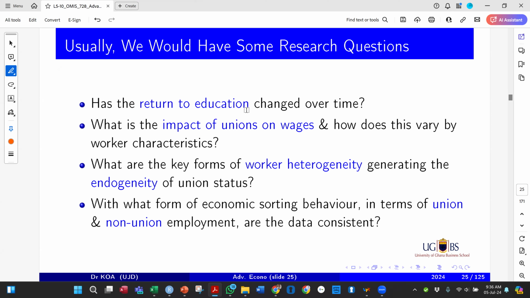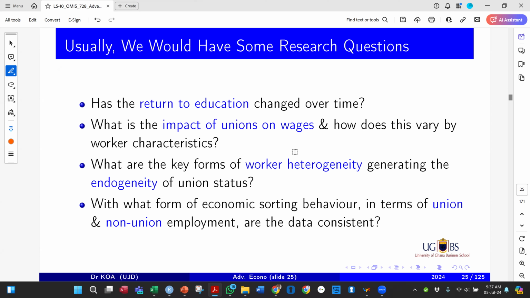That's the first one. Second one, what is the effect of unions on wages? You remember this was one of the questions we want to address. How does this impact of unions on the wage change by worker characteristics? And there are several worker characteristics there. What are the key forms of worker heterogeneity generating the endogeneity of the union wages? Our goal is to address that.